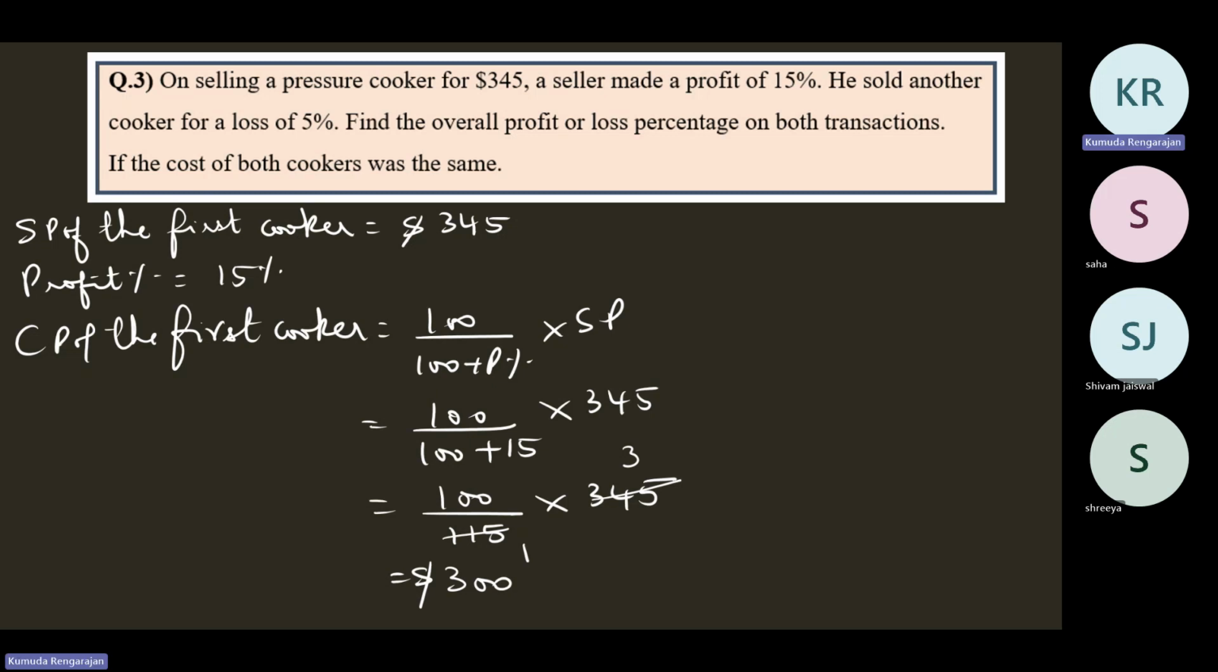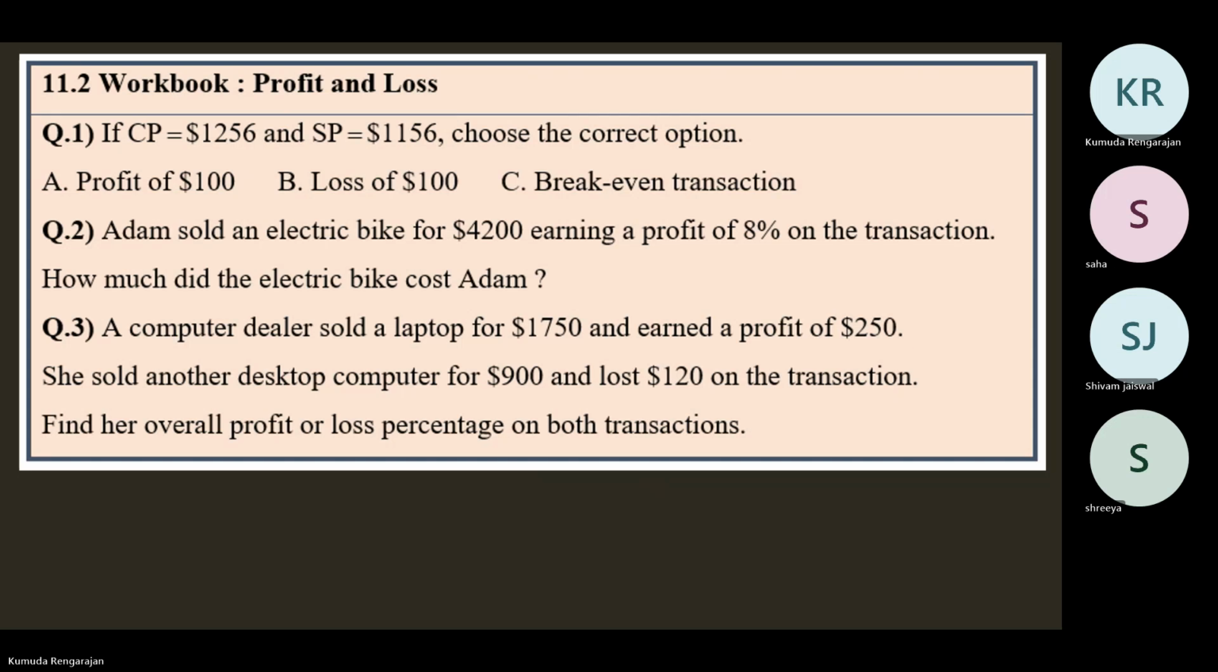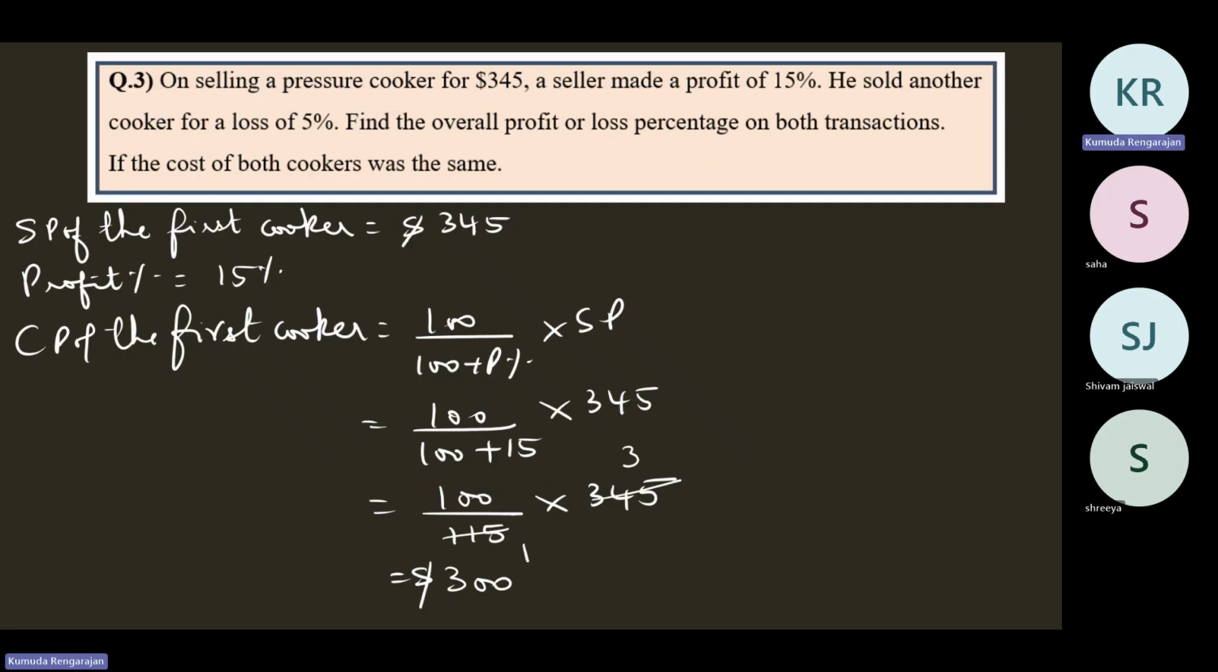He sold another cooker at a loss of 5%. So you know the CP and you know the loss. The CP of the first cooker is $300, so the second cooker is also $300. And the loss on selling the second cooker is 5%. So you can find the SP now.